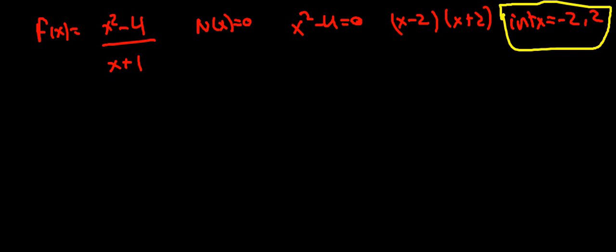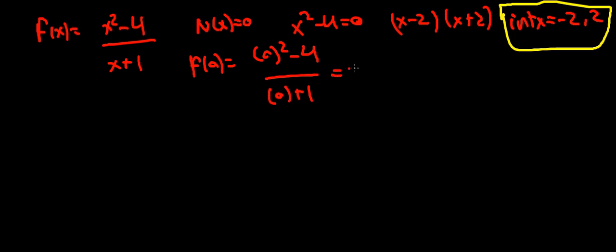Now for our y-intercept, all we have to do is find the function value of 0. So f of 0 is equal to 0 squared minus 4 over 0 plus 1. This is going to be equal to minus 4. So the intercept of y is equal to minus 4. That was simple enough.